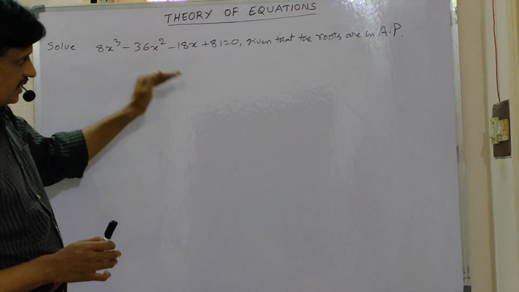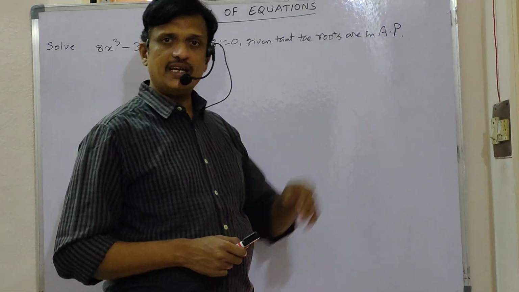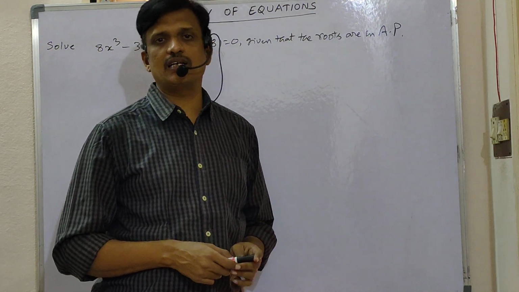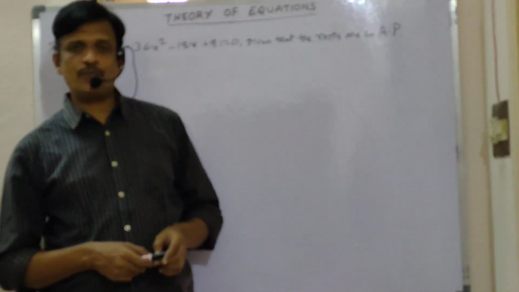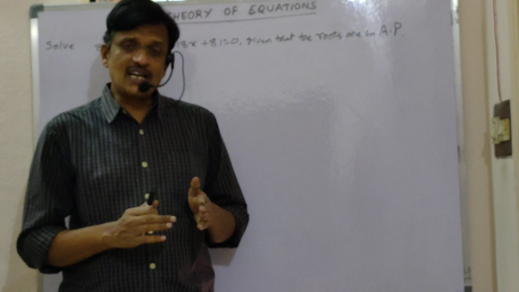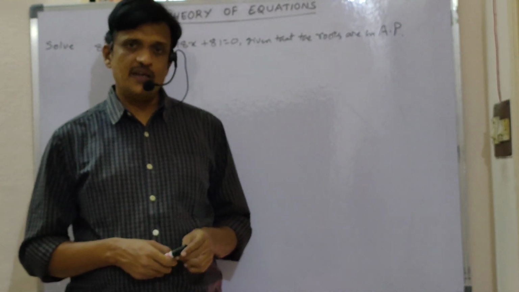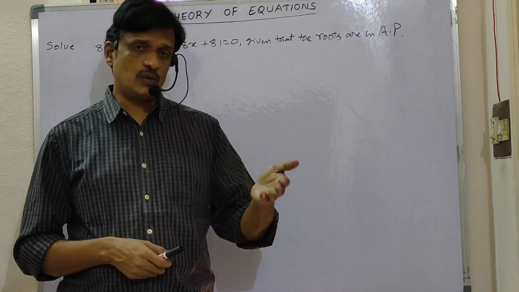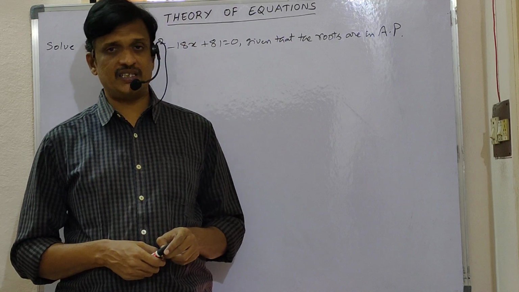equation given that the roots are in AP, meaning arithmetic progression. Roots are in arithmetic progression. By using this condition, we can find the roots easily. Because it is not always easy to calculate the first root by trial and error method.